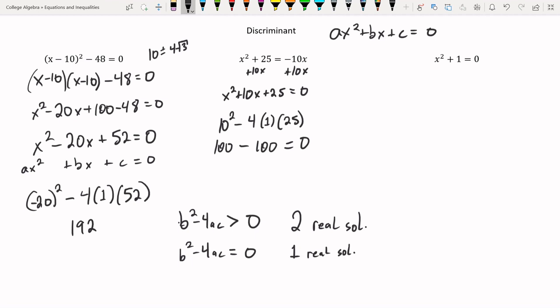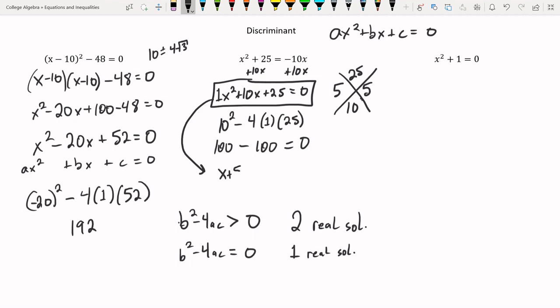And it's repeated twice. You can see that by looking at this quadratic and factoring it. Using the AC method, a times c is 25, b is 10. Two numbers that multiply to give 25 and add to give 10 are 5 and 5. And since a is 1, we can use a shortcut method, giving us x plus 5 squared equals 0. That means the only solution we get from this is x equal to negative 5. We have one real solution, just repeated twice, as you'd expect.